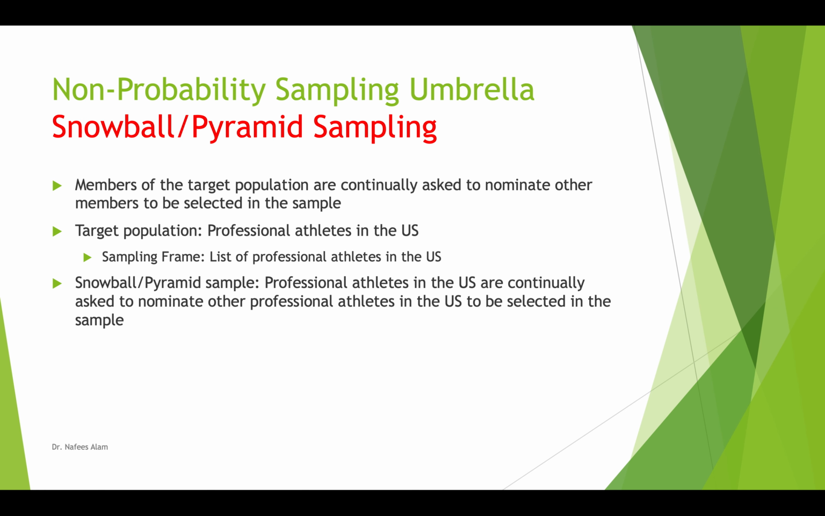Again, under the non-probability sampling umbrella, now we have snowball or pyramid sampling. This is when members of the target population are continually asked to nominate other members of that population to be selected in that sample. So if you have the target population being professional athletes in the United States and the sampling frame being the list of professional athletes in the United States, the snowball pyramid sampling technique would be such that professional athletes in the United States are continually asked to nominate other professional athletes they may have connections with to be selected and participate as part of the research study, as part of the sample.